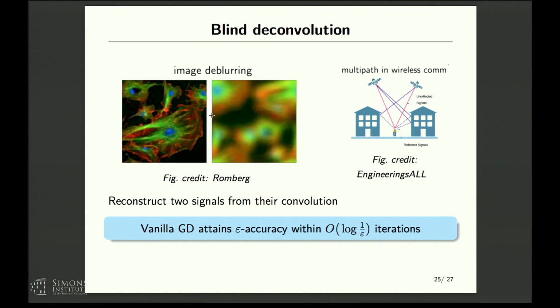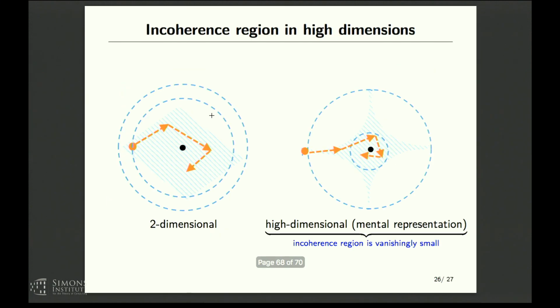This also extends to other problems like blind deconvolution. I don't have time to talk about this. The final slide is this. The incoherence region, as I plot here, looks like a polytope. But this is really an illustration in two-dimensional space. You really need to think about it in a high-dimensional world. So your mental representation should probably be more like this hyperbolic drawing rather than this polytope. It is basically saying that the region is vanishingly small compared to the L2 ball. Even though it is vanishingly small, you can still make sure that the entire iterate sequence stays within this convex set.